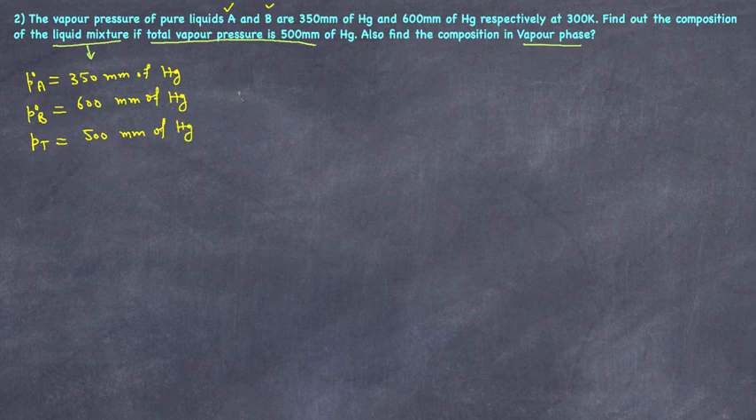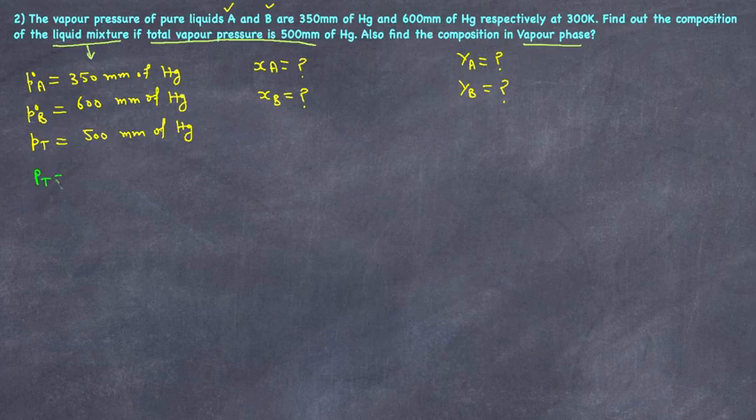Now what we need to find is the composition of the liquid phase, that means the mole fractions of component A and component B. Similarly, the composition of the vapor phase, the mole fractions in the vapor phase, which we represent by Y, so YA and YB. Okay, so now we can use the equation from Raoult's law.